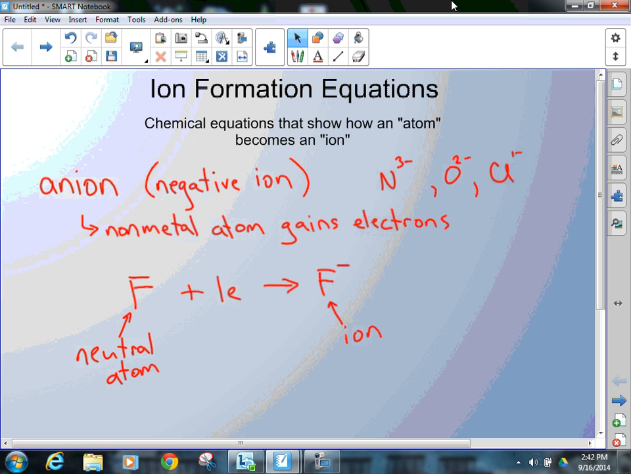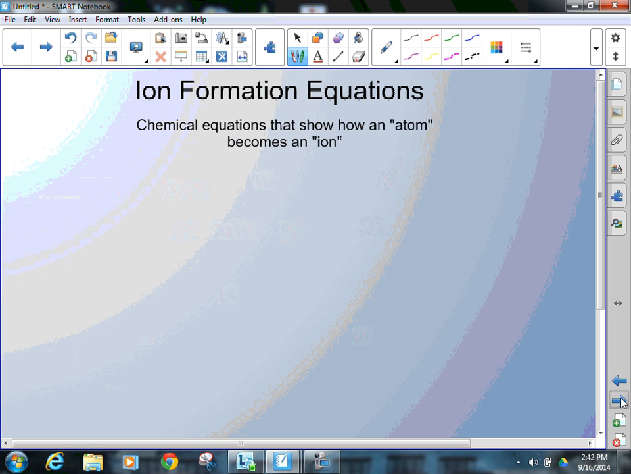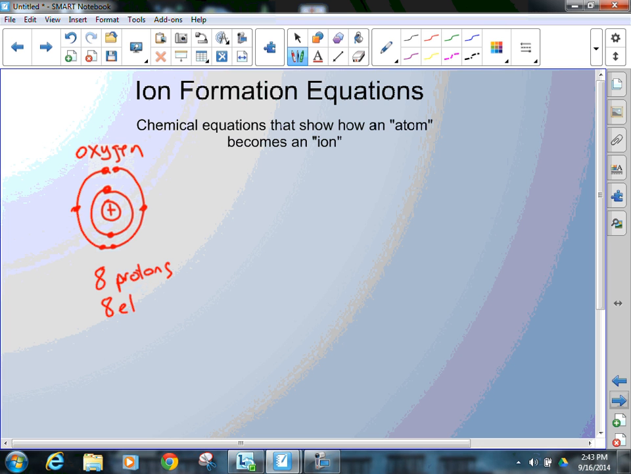Let's look at another example. We can look at the element oxygen. So oxygen has 8 protons in its nucleus. It has 2 electrons on the first level and then 6 on the second level, for a total of 8 electrons. So this atom, oxygen, has 8 protons and 8 electrons.